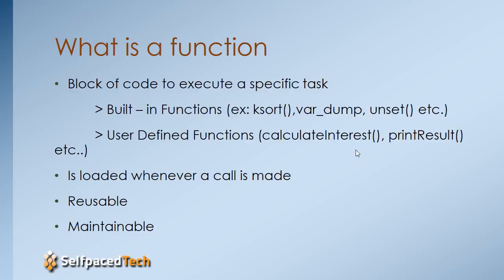The second type of functions are user-defined functions, and these functions are, as the name implies, developed by the application developers for performing some specific task. For example, as I have listed here, calculate interest is a user-defined function which will calculate the interest whenever it is called. If I am designing a very big application for a banking institute or a financial institute, often I need to calculate the interest for different accounts. So this is what I do using a user-defined function.